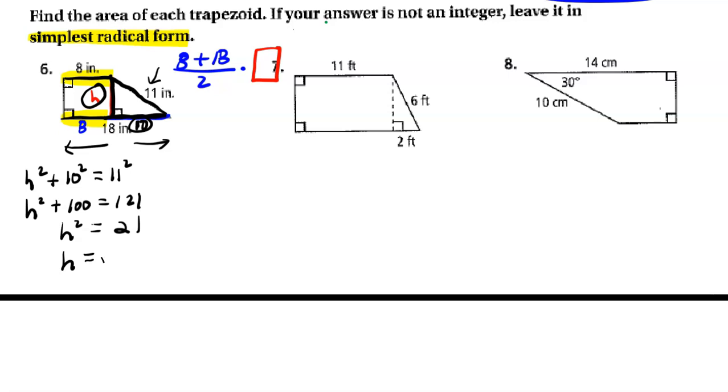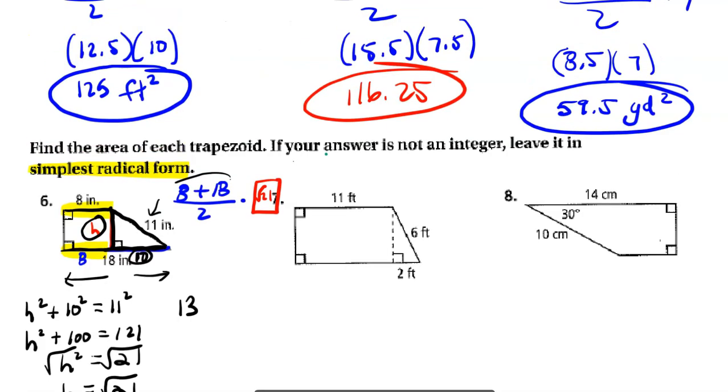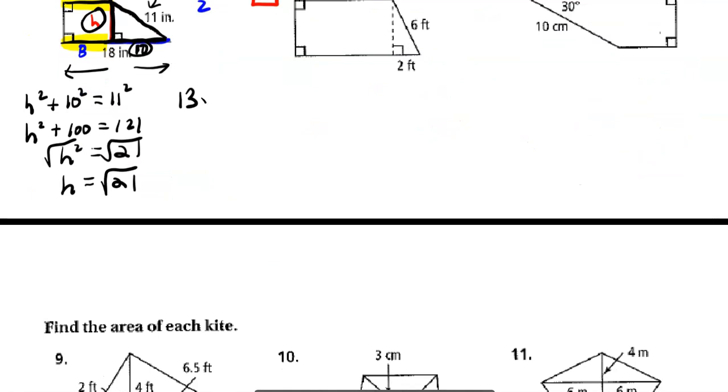And then the square root of both sides. And I'm just going to leave it as a square root of 21. And I'm going to plug that back in up here. And so now when I multiply this out, I'm going to have 26 divided by 2, which is 13. And then I'm just going to bring the radical 21 down. And this is my answer in simplest radical form.